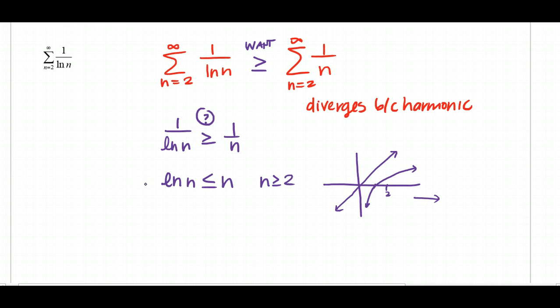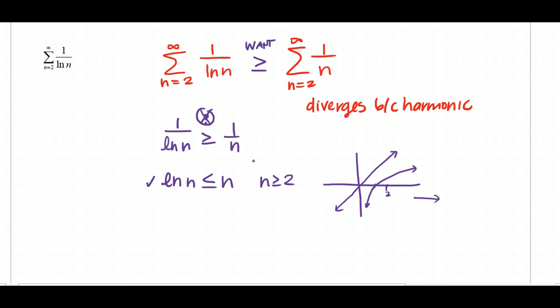So since this inequality holds, I know that this inequality will hold. So this is no longer a question mark. 1 over natural log n is greater than or equal to 1 over n. And again, this is a process where you are convincing yourself that this is true. So this knowledge of graphs is what you need to convince yourself this inequality holds.